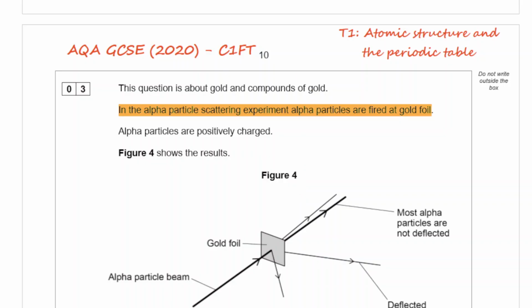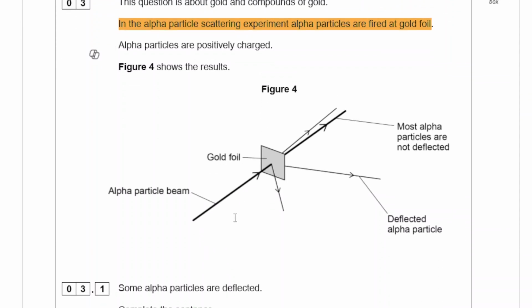Right, going back to the topic. Question: alpha particles are positively charged. Table 4, figure 4 shows the results. So you've got the alpha particle beam, right? Alpha is the symbol, and it has a +2 charge.